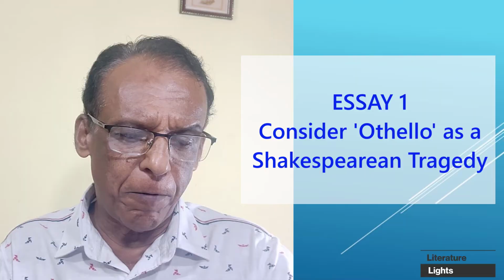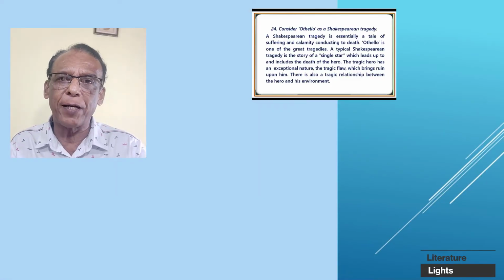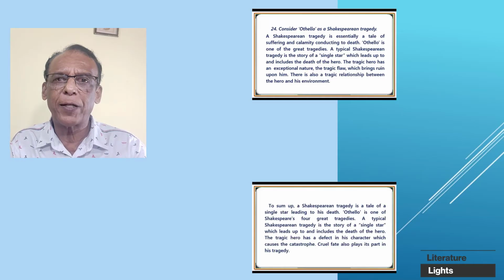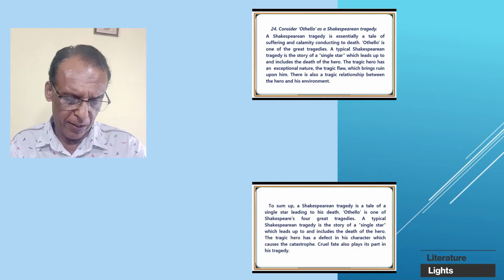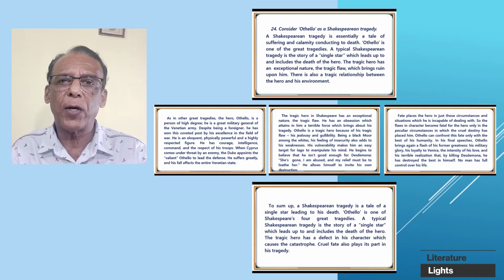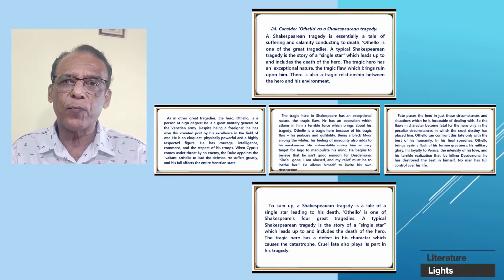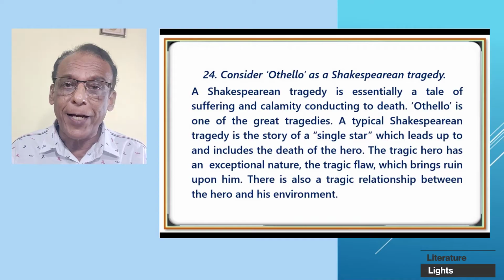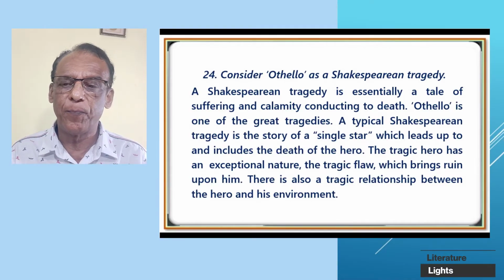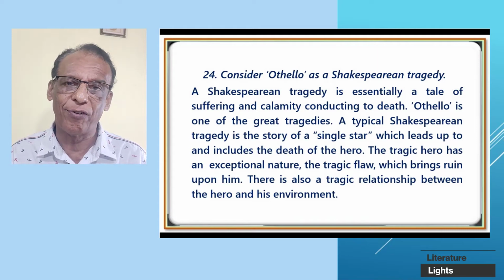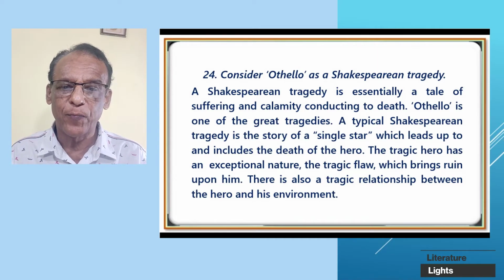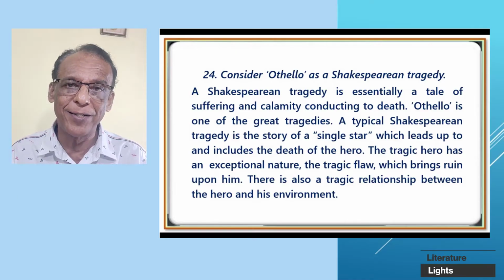Well, the essay has been prepared in 5 paragraphs. The first paragraph, an introduction, and the 5th paragraph, a conclusion, and paragraph number 2, 3, and 4 are the body of the essay. Paragraph number 1. A Shakespearean tragedy is essentially a tale of suffering and calamity, conducting to death. Othello is one of the great tragedies. That is one of the 4 great tragedies by Shakespeare.